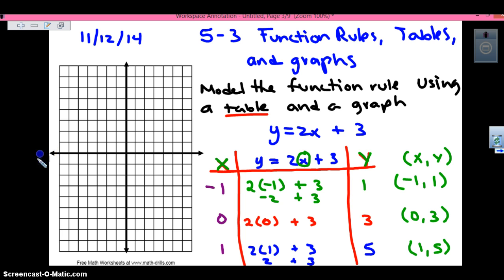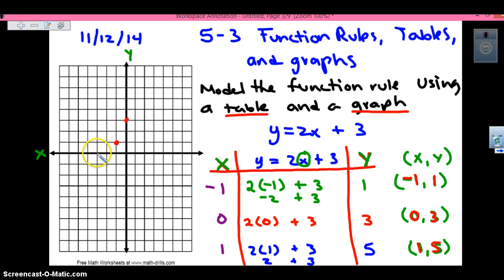So we're going to start at our x-axis, y-axis, going to start graphing so that we can create our graph. So we're graphing -1, 1. Going to start at the origin, going to x -1, y 1. Now we're going to graph the second ordered pair, 0, 3. Start at our origin, x 0, and go to y 3. We're going to graph the last ordered pair, 1, 5.